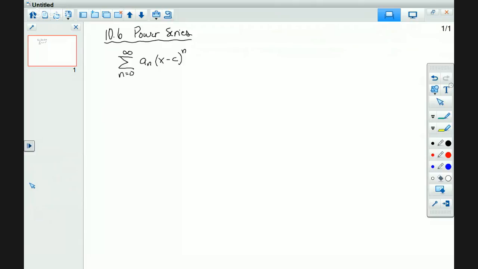So there's going to be a number here that will be the center, just like a Taylor polynomial. And then this is some sequence that will plug in there. That's the sequence.